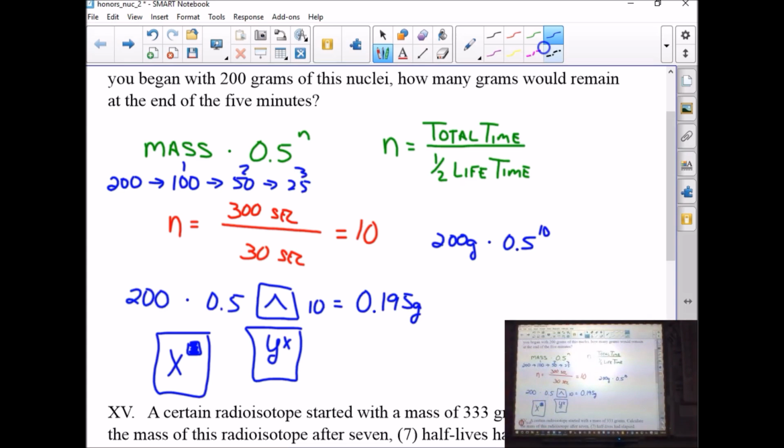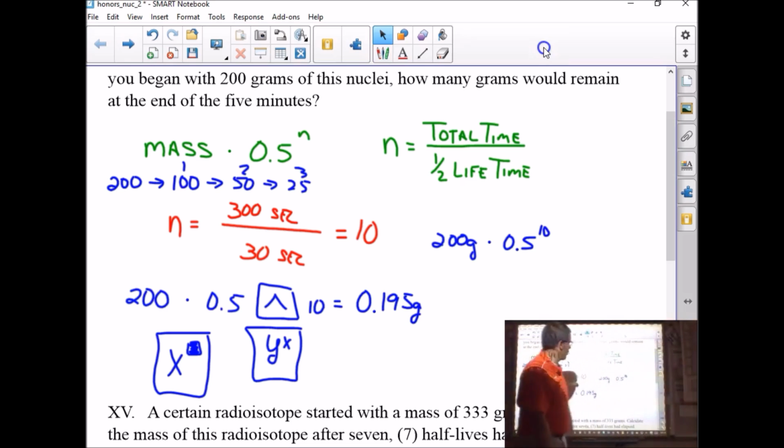Okay. Yeah, Kate. Oh, the 300 came from the 5 minutes. So we want to make sure we have similar units. So the half-life amount of time was 30 seconds, and the total time was 5 minutes. Okay. All right. Wasn't that fun?